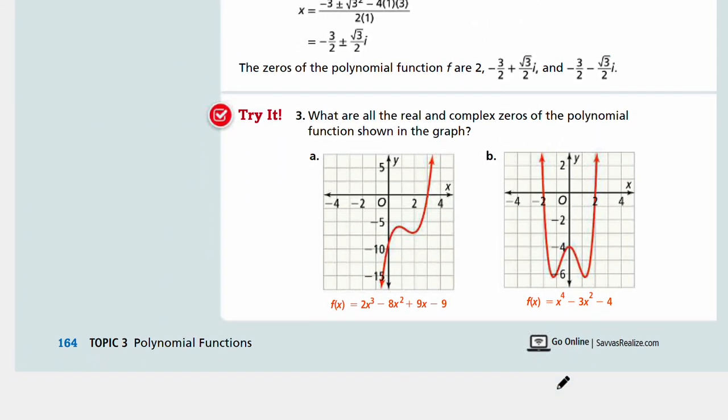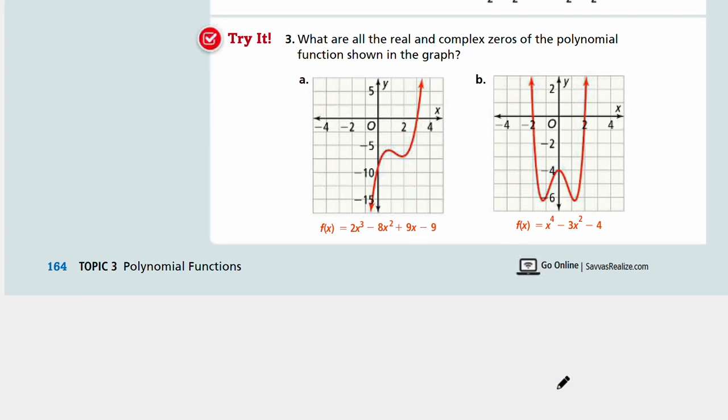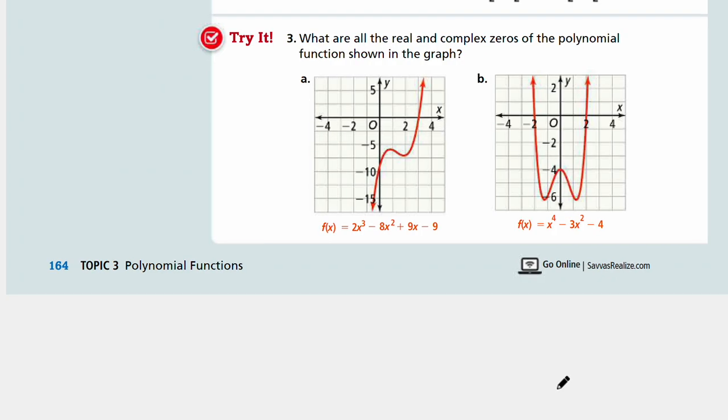Let's look at try number 3. What are all the real and complex zeros of the polynomial function shown in the graph? So look at parts A and B. You have the graphs and the equations given. So using this information, see if you can find all the real and complex zeros. Pause the video, come back when you're ready for answers.